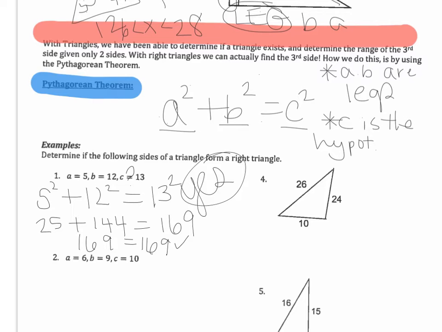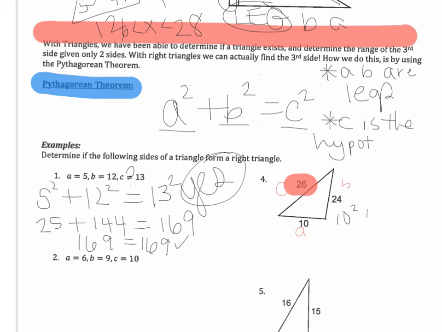Notice on 4, I don't know which one is A, B, and C. C is always what looks to be the hypotenuse. So which one of these values look to be the hypotenuse? Well, 26 does. So I'm going to assume 26 is C, and I strongly encourage that you label that's C, that's A, and that's B. If you wanted A to be 24, that's awesome too. It really doesn't matter as long as A and B are just the sides. So I'm going to set this up the same way.